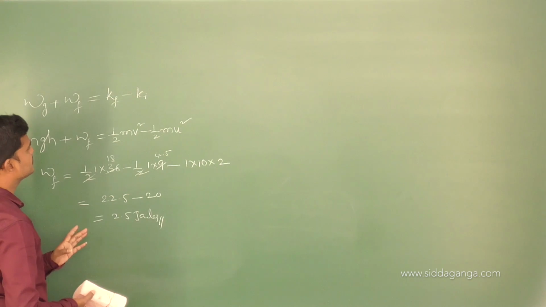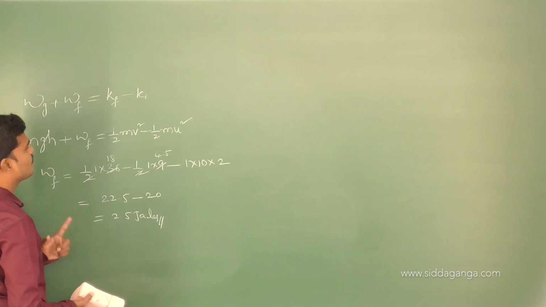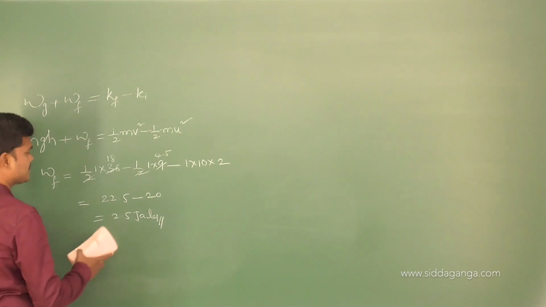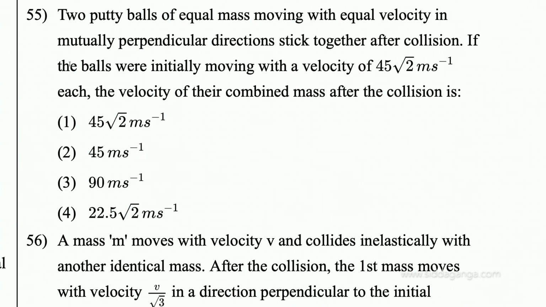Half mv square, 36, 9. Yeah, the method is correct. Maybe the value, just verify the calculations. See the next one.